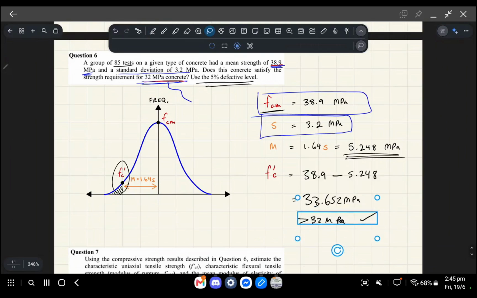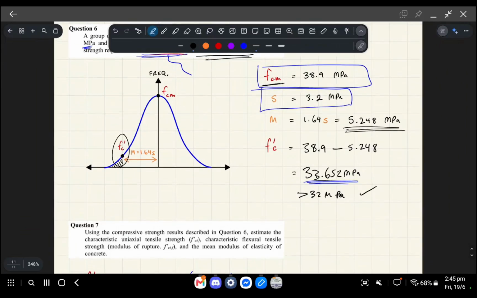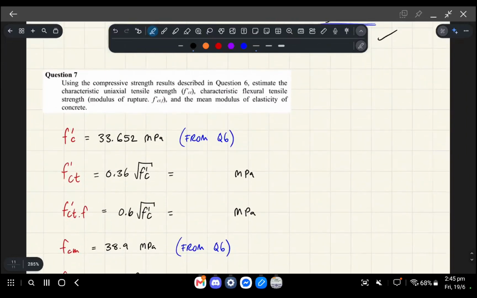So if I ordered 32 MPa concrete and then we tested it and it ended up being higher, right, it ended up being 33.652, I would be happy with that, okay? Any questions about that? All right, so these are all statistical, probabilistic kind of calculations, right? So question 7 and our last question.